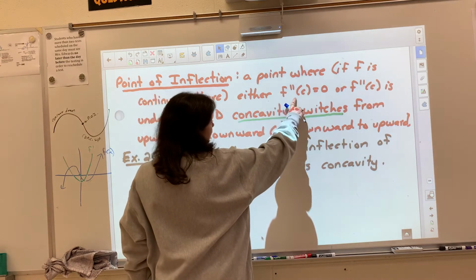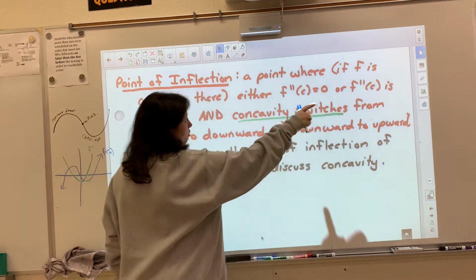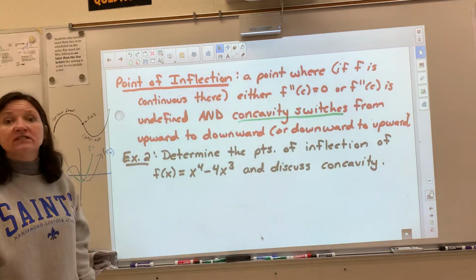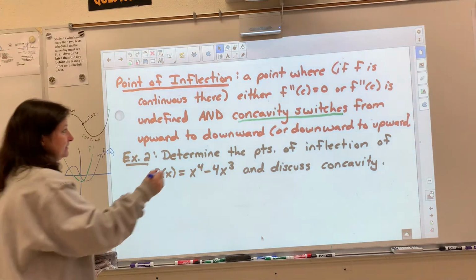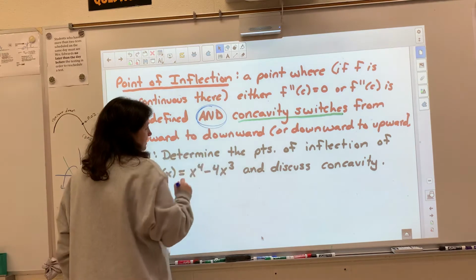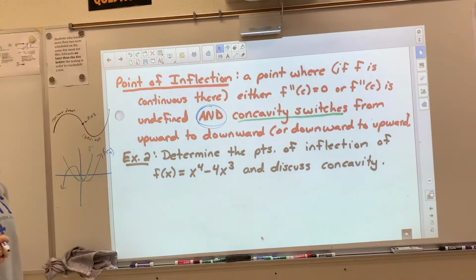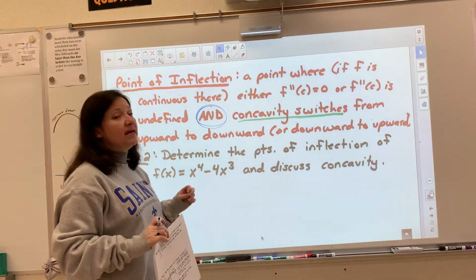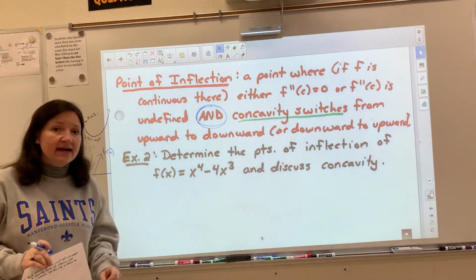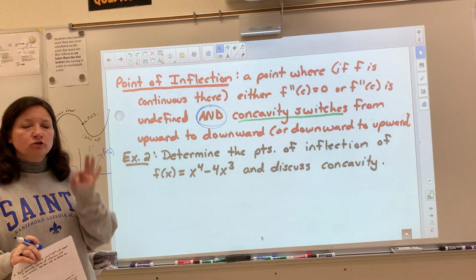either the second derivative at that point is 0 or the second derivative is undefined. So first, it's a critical number for the second derivative. And, big and, the concavity must switch from upward to downward or vice versa. So the second derivative sign test must switch.